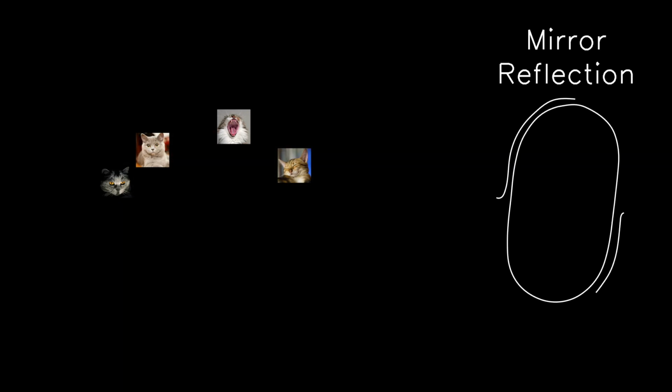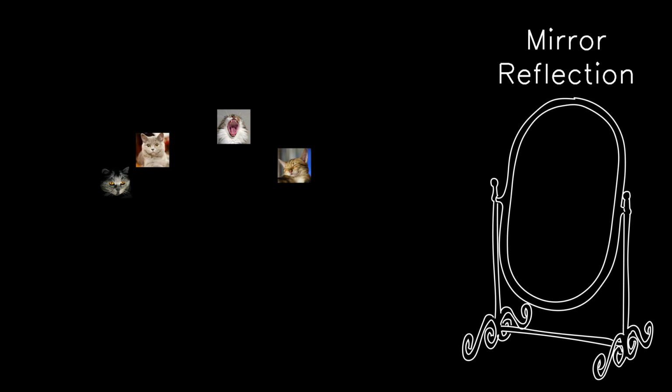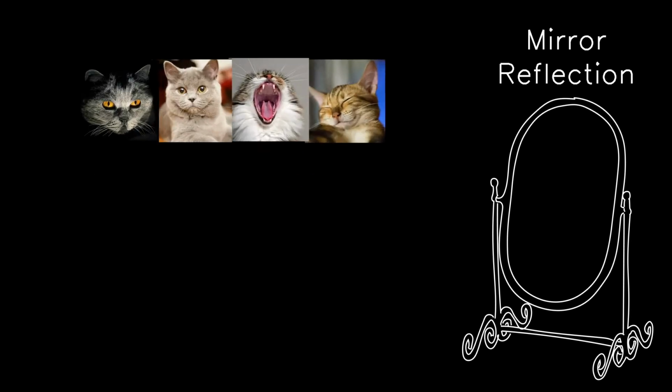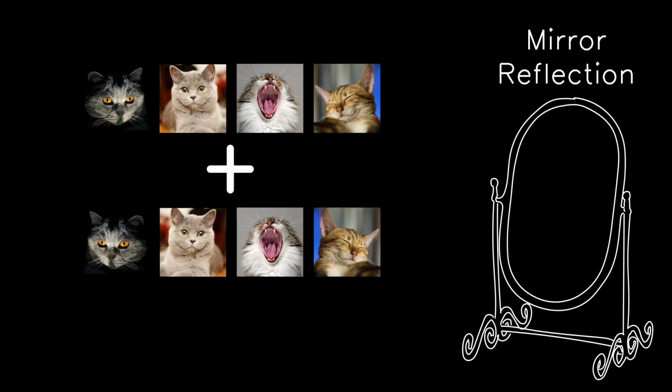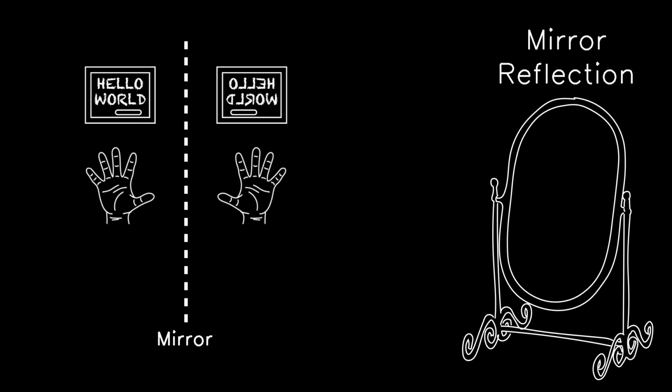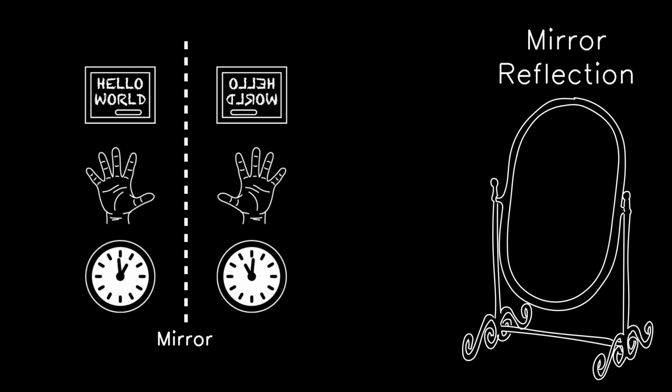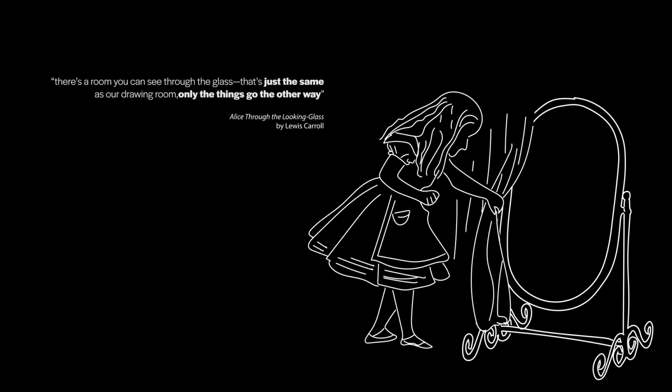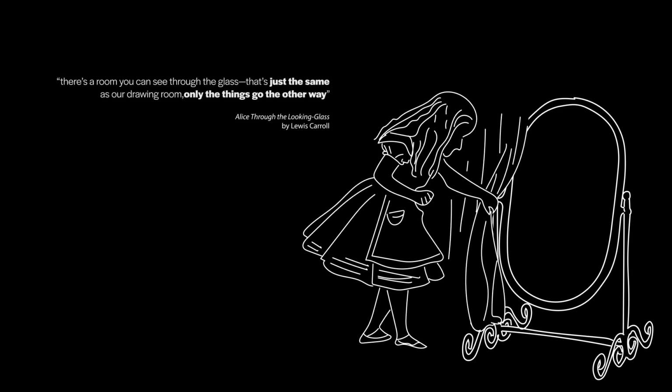One common way to help get that data is to augment training sets with mirrored versions of each training image. The idea is that if we combine 1,000 cat images with 1,000 reflected cat images, we get 2,000 cat images. But here's the thing. The world we see through mirrors is different from our own. Text reads backwards, right hands become left hands, and clockwise motion becomes counterclockwise. To quote Lewis Carroll, it's just the same, only things go the other way.